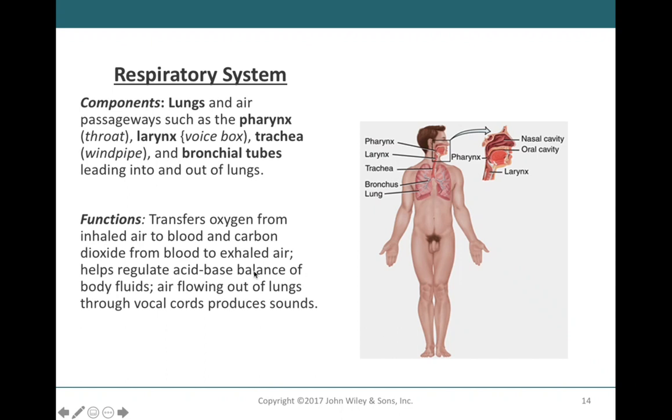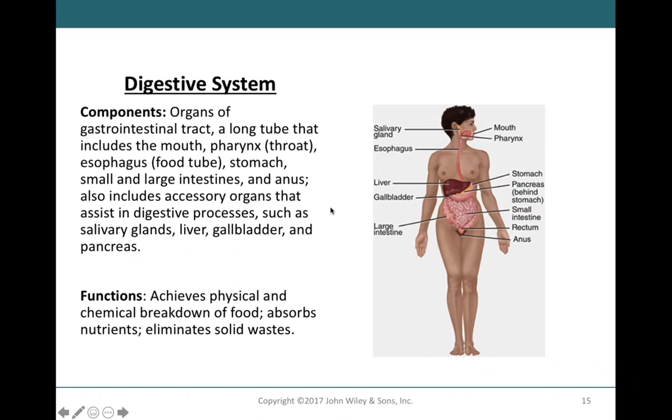Our last function of the respiratory system is, of course, that we can produce sound, or we can phonate, which is just a fancy science word for speak. So we can phonate with our respiratory system based on the way that we breathe out of our lungs and use our vocal cords. So this is also a function of the respiratory system.